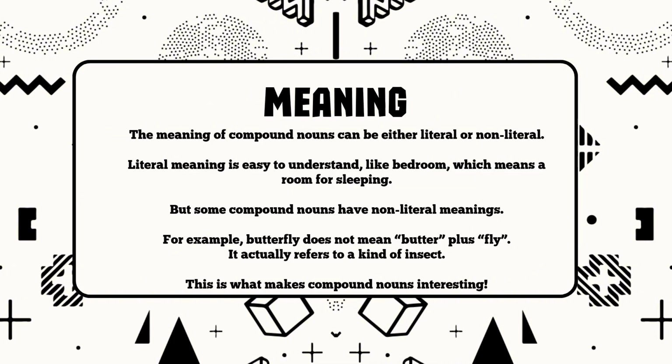Meaning. The meaning of compound nouns can be either literal or non-literal. Literal meaning is easy to understand, like bedroom, which means a room for sleeping. But some compound nouns have non-literal meanings. For example, butterfly doesn't mean butter plus fly. It actually refers to a kind of insect. This is what makes compound nouns interesting.